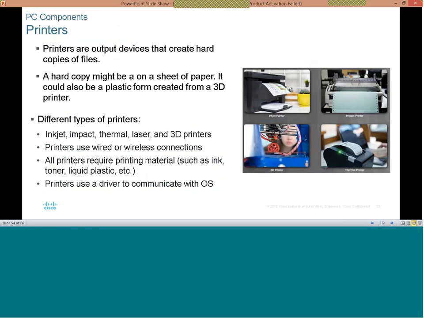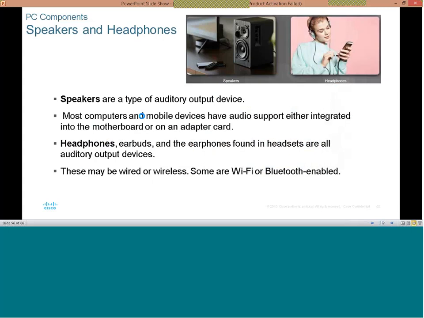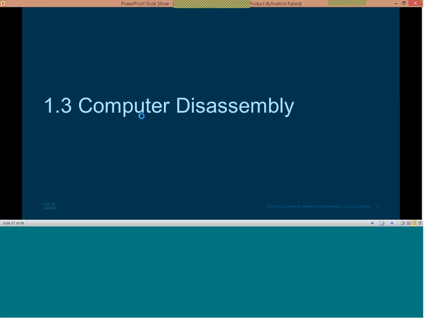So these are printers also. Printers can also be output devices that create hard copies of files. When you send to them in form of input, and when they display, they are also output. So we need to have a clear distinction between output and input devices. So some of the output devices as well.